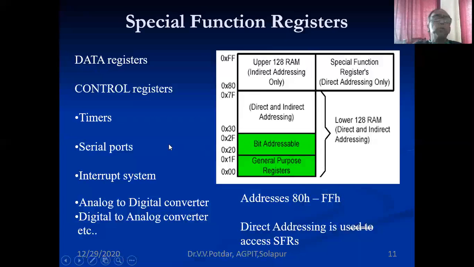Then you have special function registers. You have data registers, control registers, timers, serial ports, interrupt system, A to D converters, D to A converters, with addresses 80H to FFH. Direct addressing is used to access SFRs. So this is the lower part of 128 RAM, direct and indirect addressing, and then special function registers. These are SFRs, special function registers for direct addressing only. Then the upper 128 RAM, indirect addressing only. Bit addressable and general purpose registers are also there.